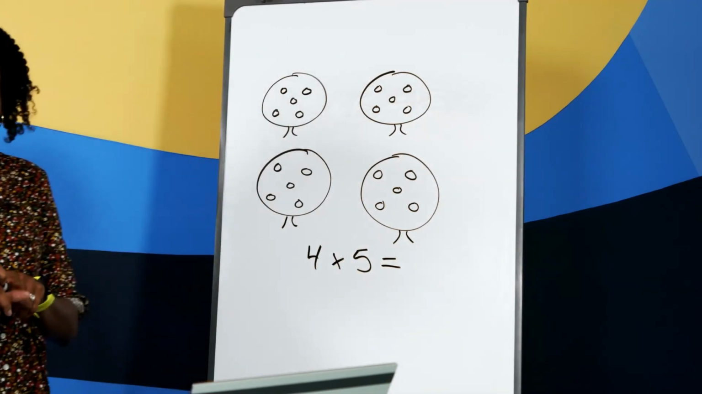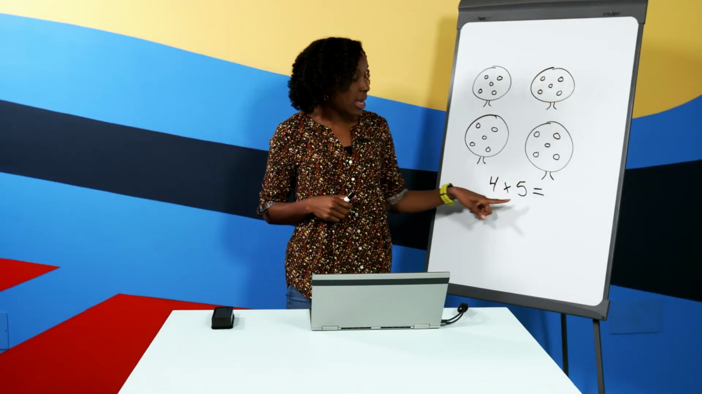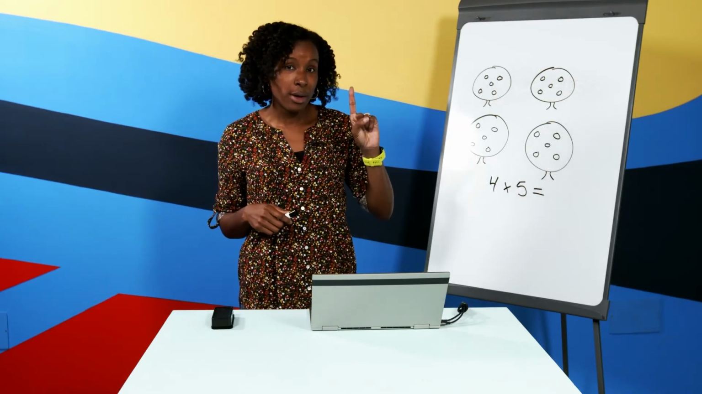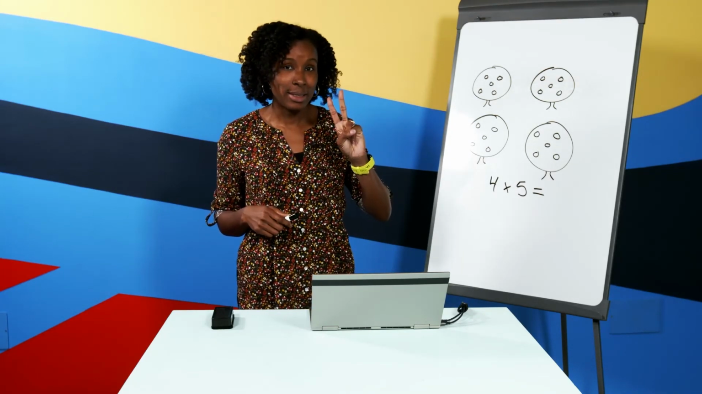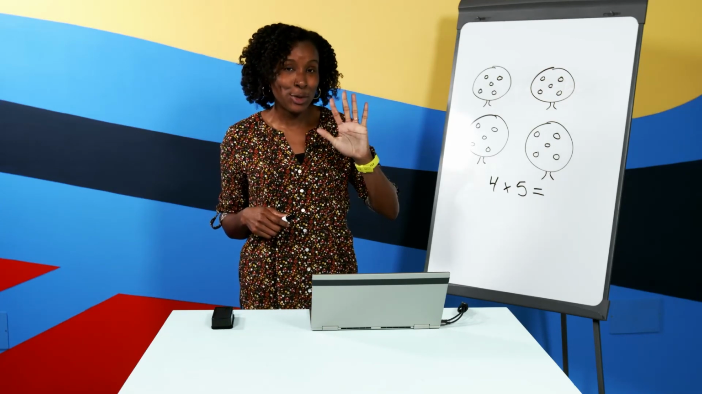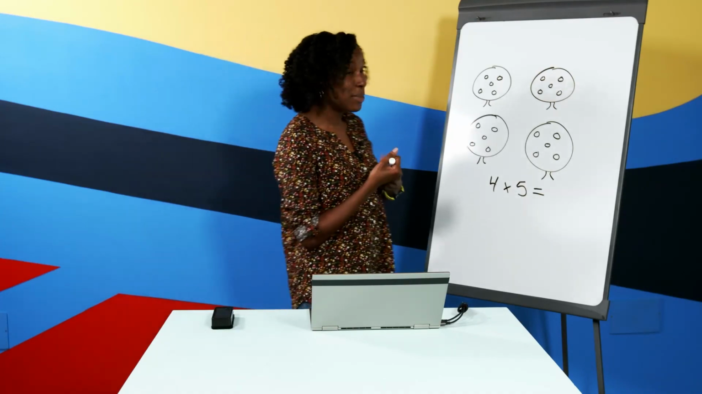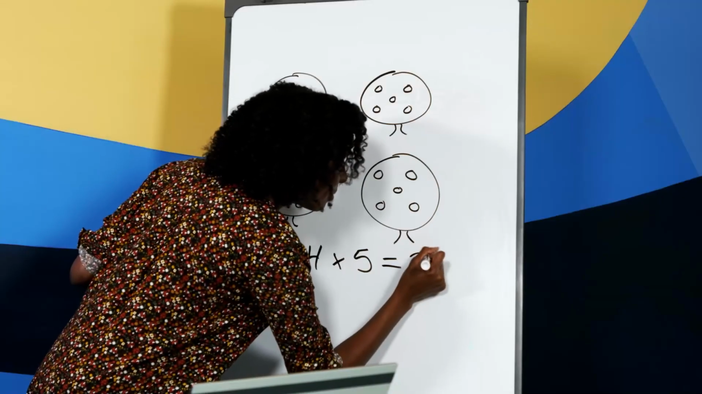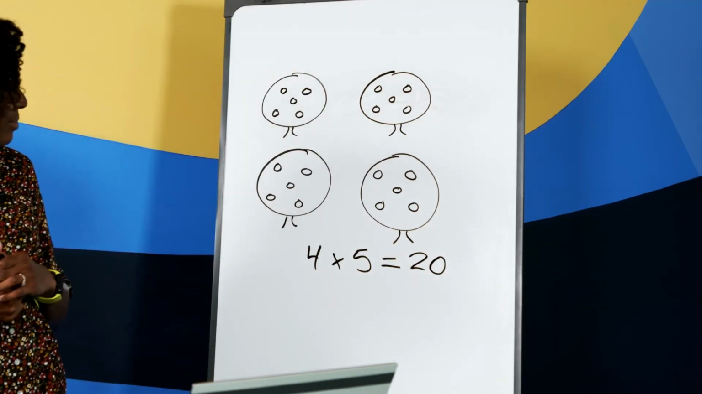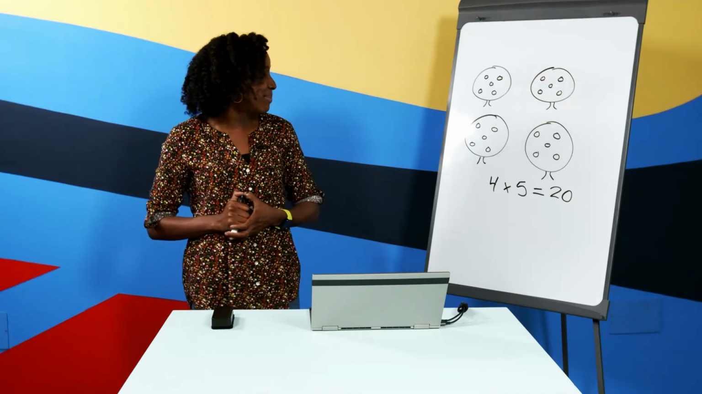4 times 5. So we can count by this number 4 and do that 5 times. Let's try that together. 4, 8, 12, 16, 20. I believe our answer is 20. Take a moment to check that. Did you also get 20? Excellent job.